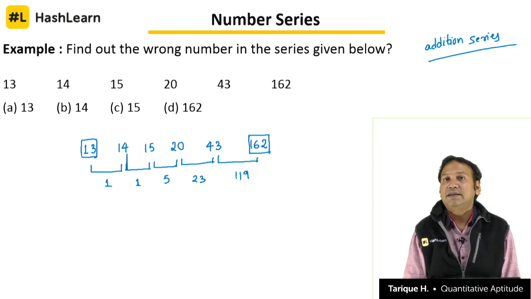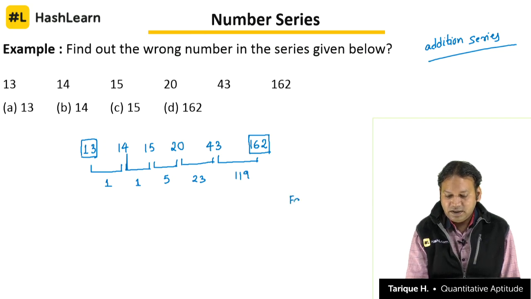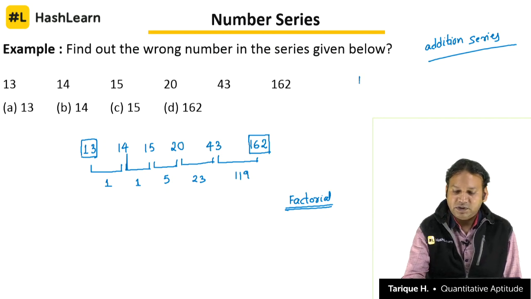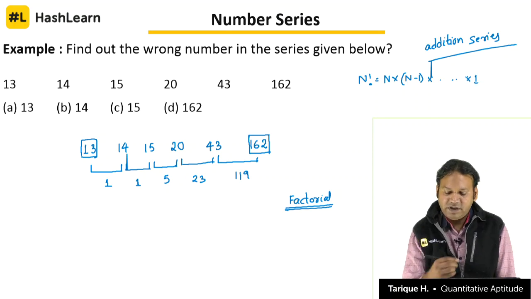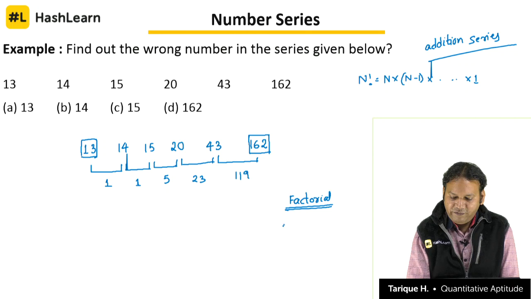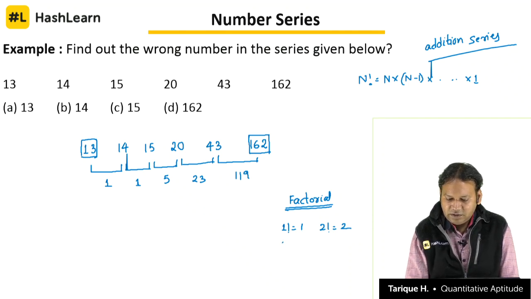If you have been following the sessions, you will know that this series is a factorial series. What type of series? A factorial series. Based on factorials. You know, factorial means the product of the first n natural numbers. So when you say n factorial, it is nothing but n into n minus 1 and so on up to 1. And I've already discussed in a previous session that 1 factorial is 1 and 2 factorial is 2, right? And here we have 3 factorial is 6.